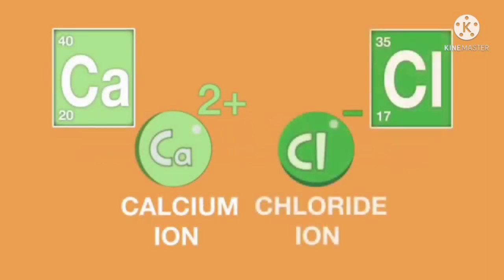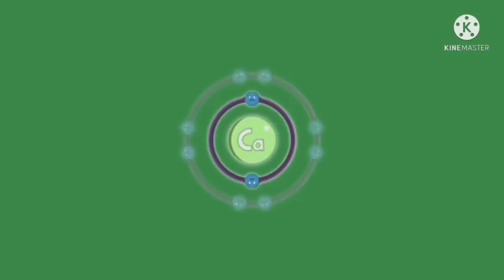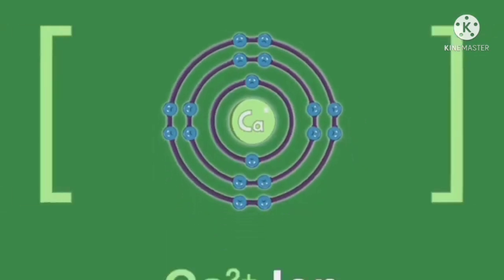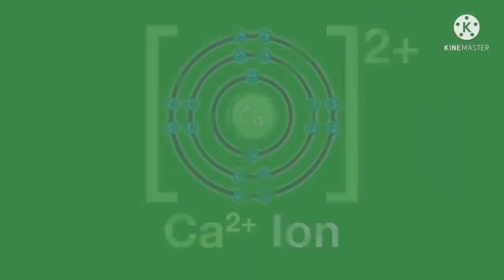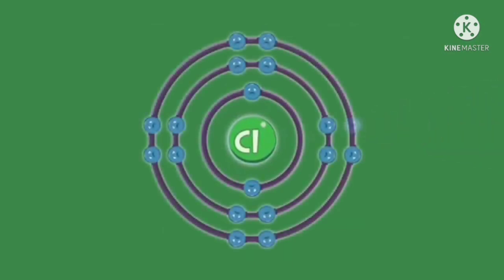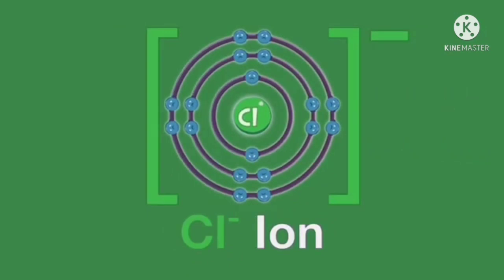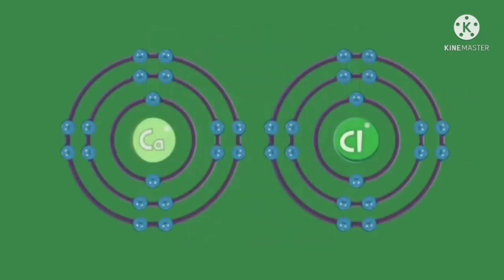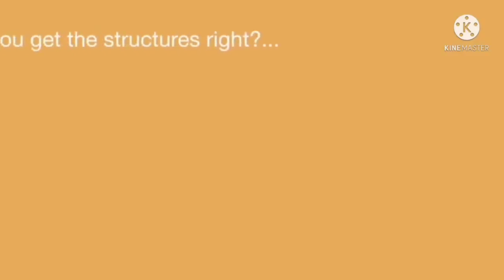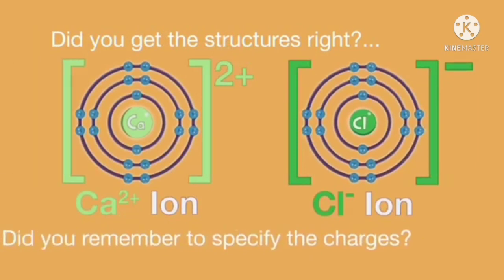Okay, now here I am showing you calcium and chlorine. Take calcium, distribute the electrons based on its atomic number. It loses 2 electrons and becomes a Ca2+ ion. What about chlorine? It gains 1 electron and becomes Cl minus. What about argon? It is an inert gas, so that is why it doesn't acquire any charge. See, write the structure like this.